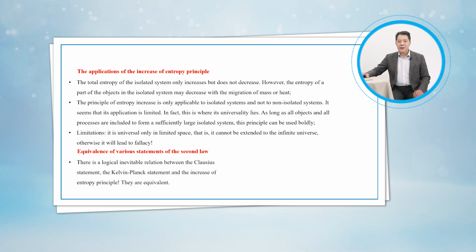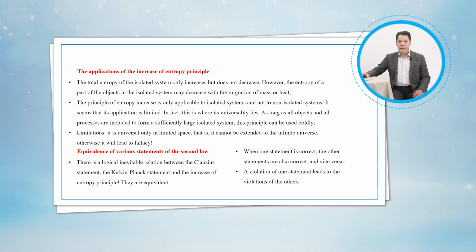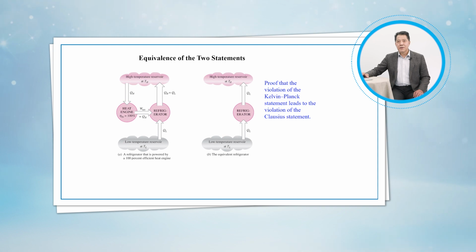There is a logical inevitable relation between the Clausius statement, the Kelvin-Planck statement, and the increase of entropy principle. They are equivalent. When one statement is correct, the other statements are also correct, and vice versa. A violation of one statement leads to the violations of the others. The topic of this subtask is about the equivalence of the two statements.